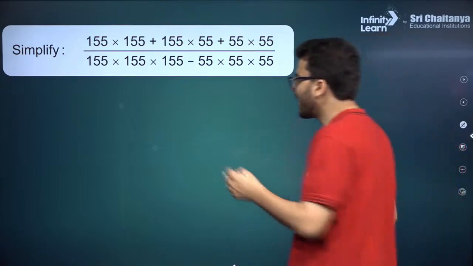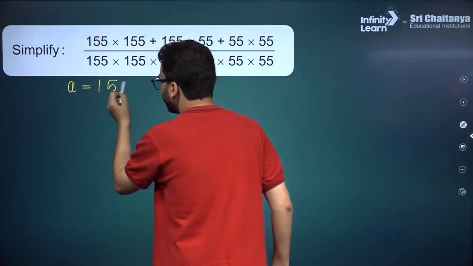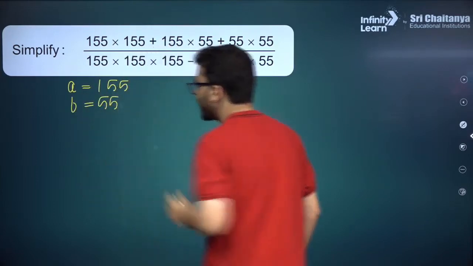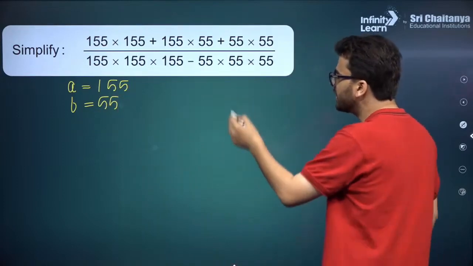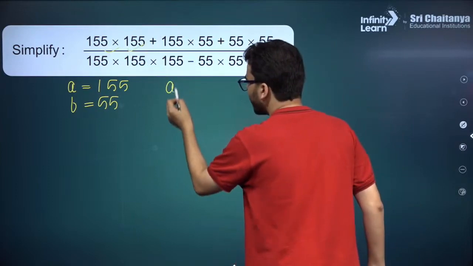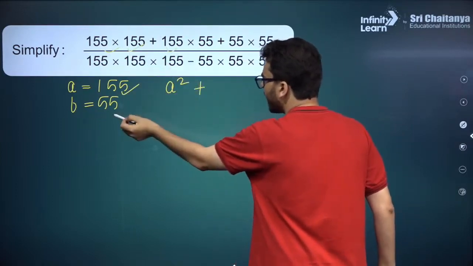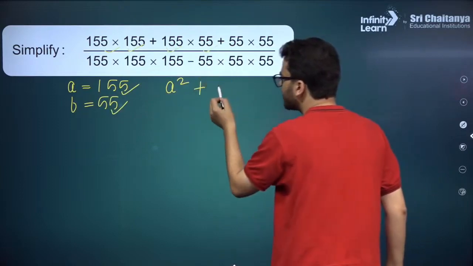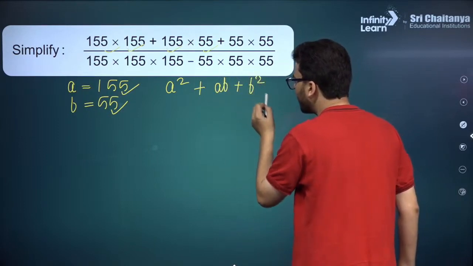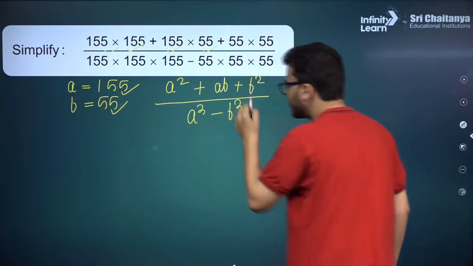So over here, can I just, for some time, say that A is equal to 155 and B is equal to 55? For some time, I can assume that, right? So you see the numerator will be what? 155 into 155. So can I say it is A square plus AB plus B square, where 155 we have assumed to be A and 55 we have assumed to be B, and in the denominator you have got A cube minus B cube. Isn't it of this form, guys?